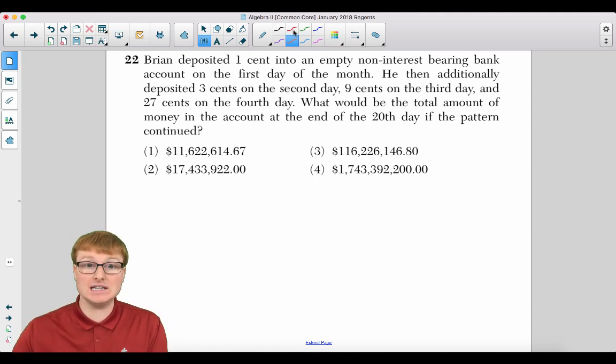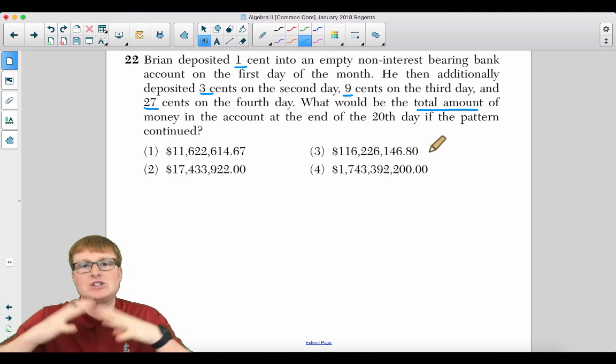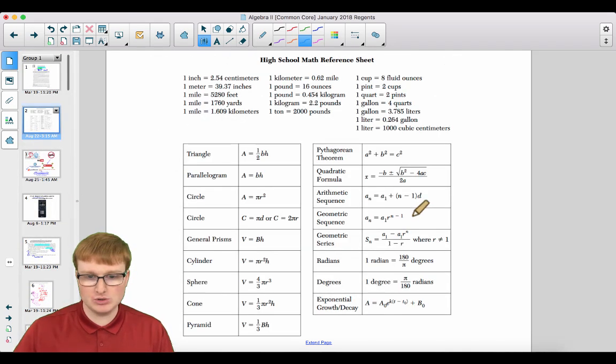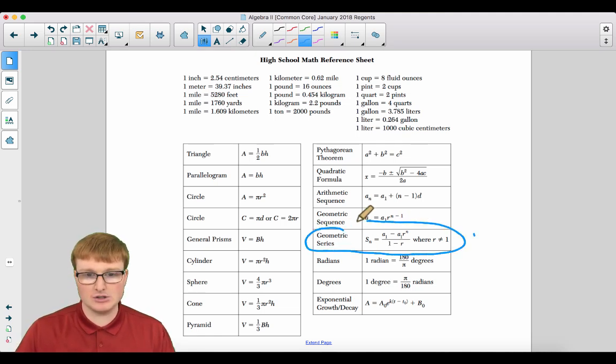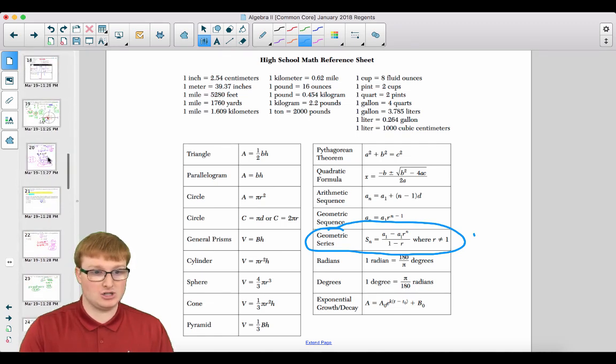So this is clearly a geometric sequence, because he's taking 1 cent and then 3, 9, 27. He's multiplying by 3. But we're trying to find the total amount. That should be ringing in your head. We're trying to find the summation of the geometric series in this case. If you go back up to your reference sheet, we are using the geometric series formula. S sub n is equal to a sub 1 minus a sub 1 r to the n divided by 1 minus r. So that is important information.